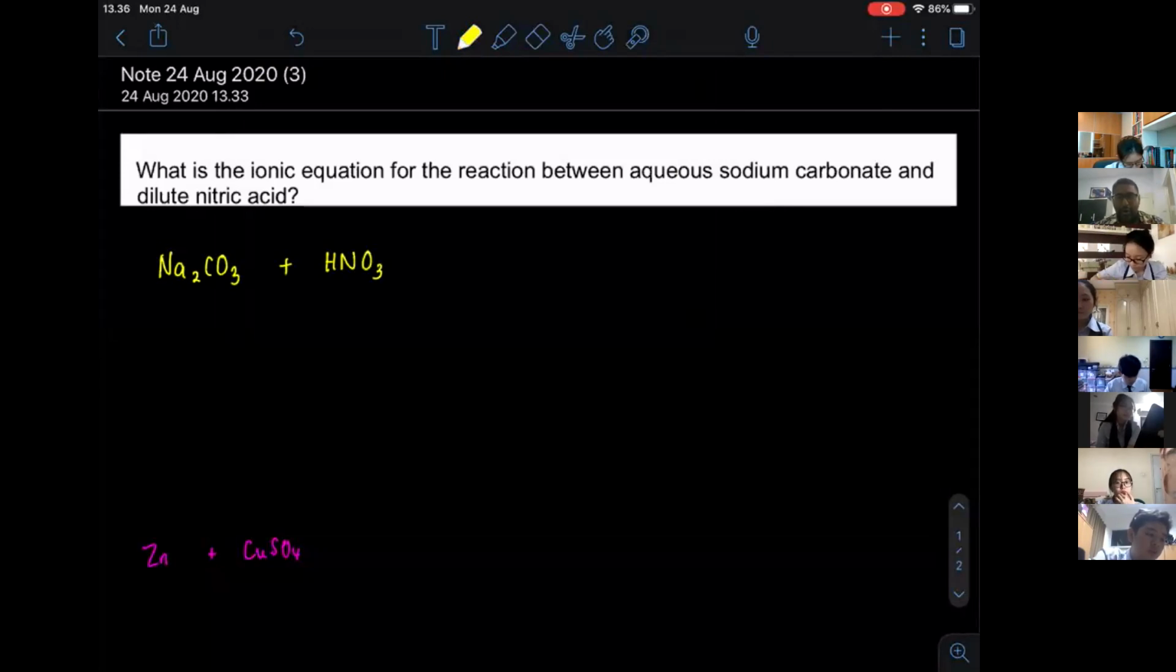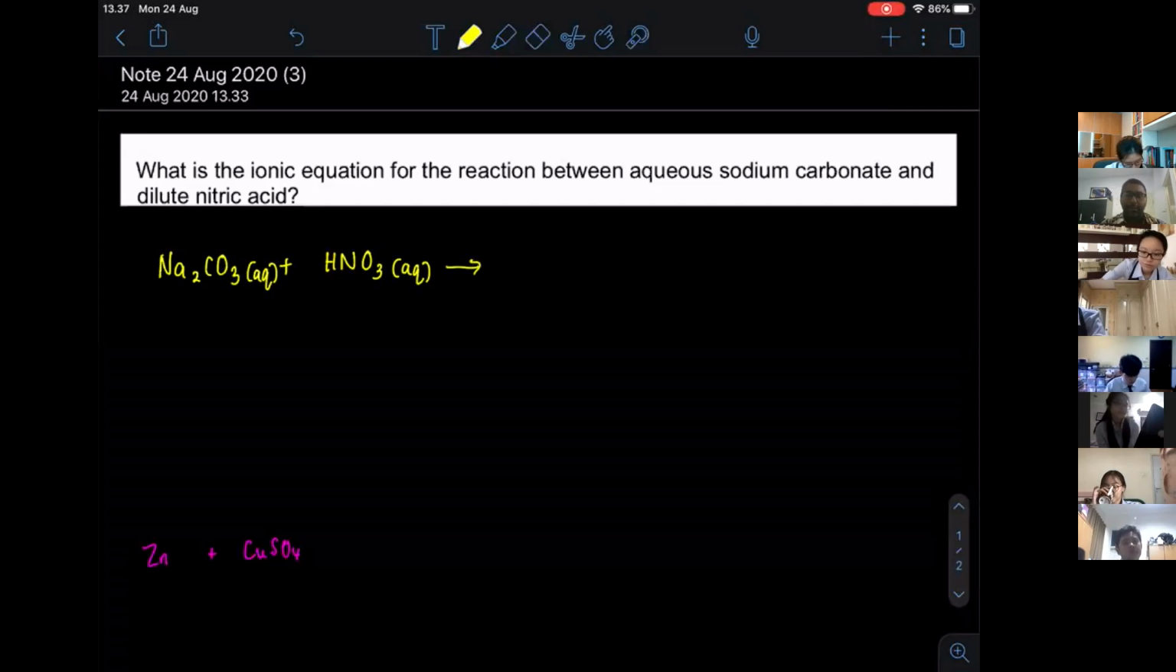Now, we know that all sodium salts are soluble. Therefore, this is aqueous. Take note there. All this IGCSE knowledge: all sodium salts are soluble, all potassium salts are soluble, and so on. So nitric acid, aqueous. Do remember, acid plus carbonate will always give you the salt, which is sodium nitrate, plus water and then carbon dioxide.